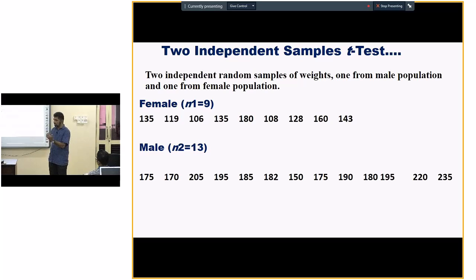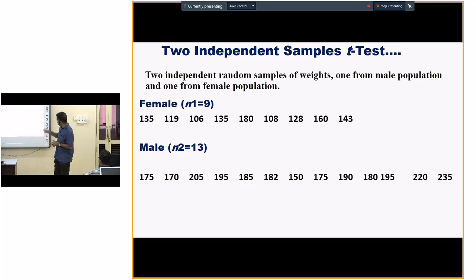Now we need to test whether there is a difference between male weight and female weight. You can use descriptive statistics, mean, median, mode, to measure the averages, the central tendency. In addition to that, we can use the independent sample t-test for measuring the difference, that means whether it is statistically significant or not.